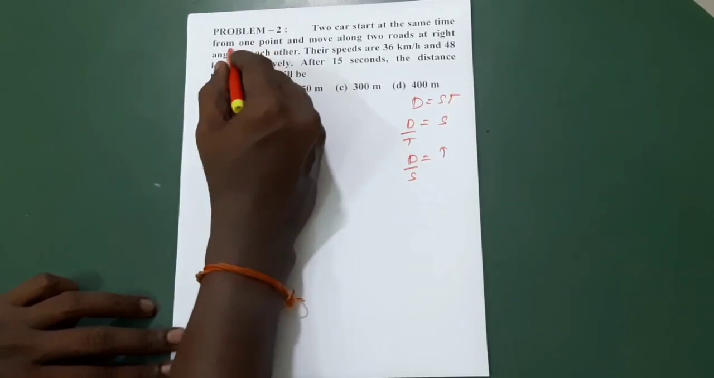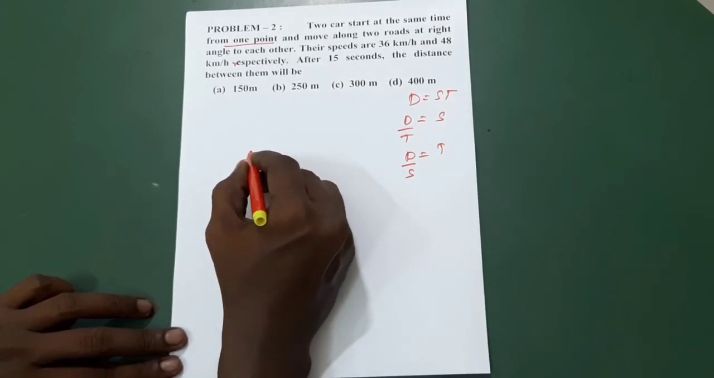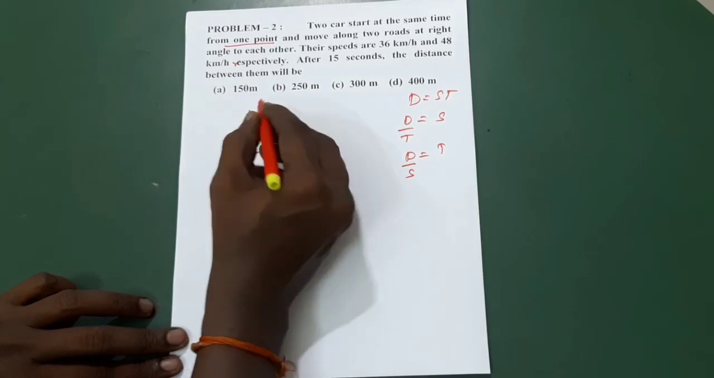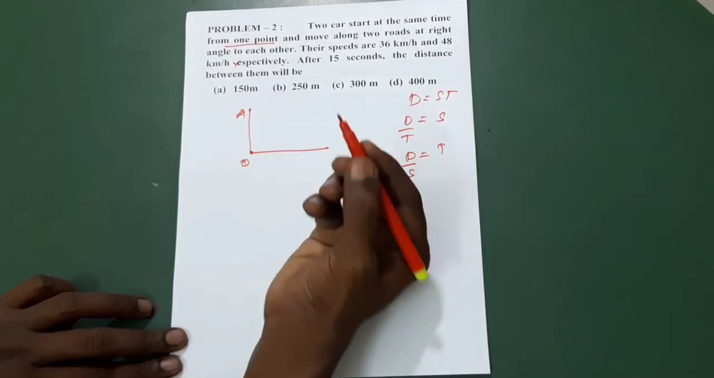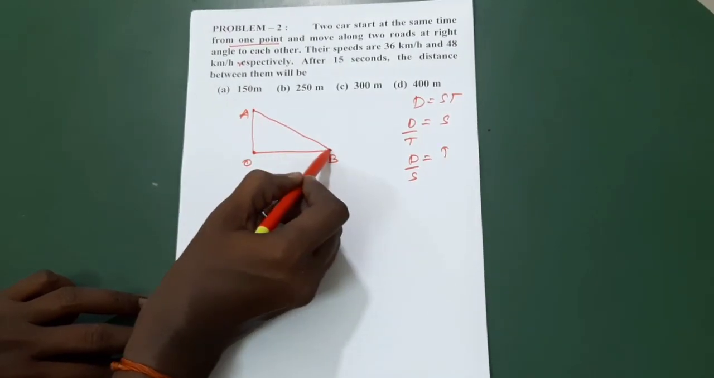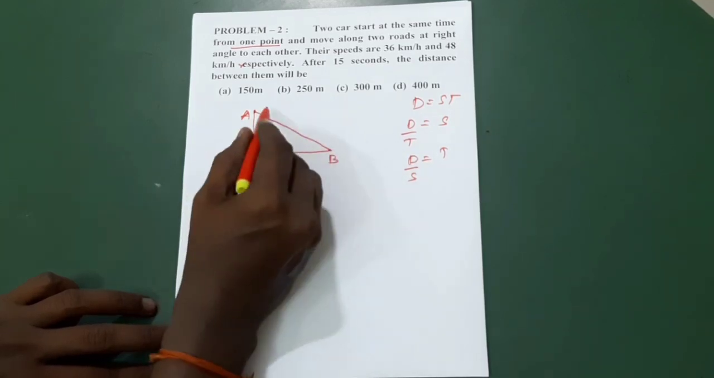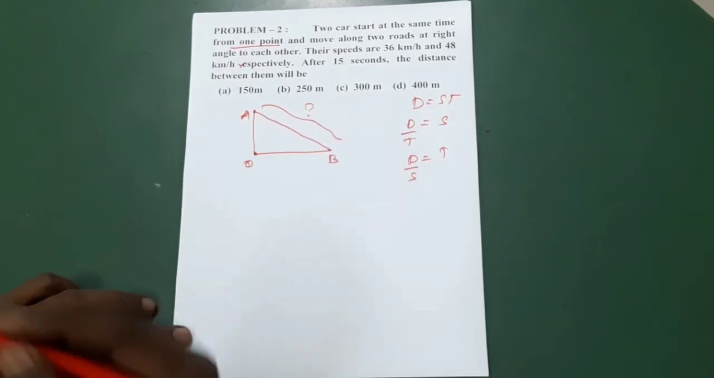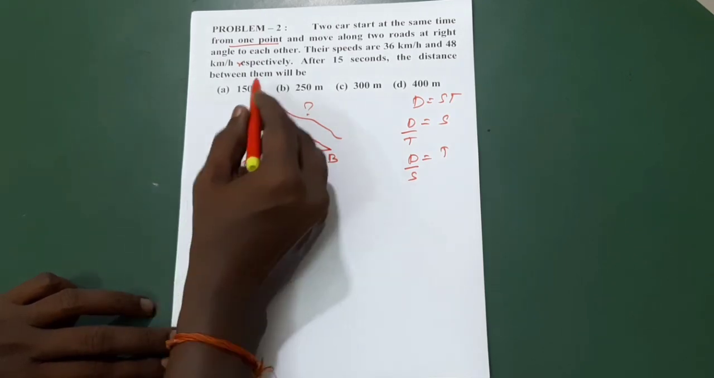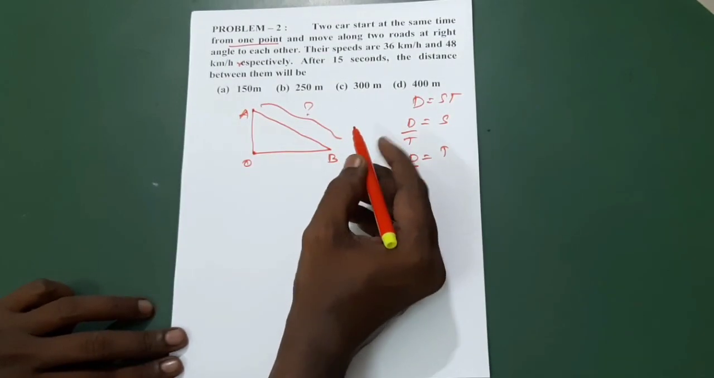So they are starting from one point. So let it be O and one vehicle. So the first car, for example, is moving upwards, after A, and the second car is B. So you close this triangle. So after 15 seconds we have to find what is the distance between them.